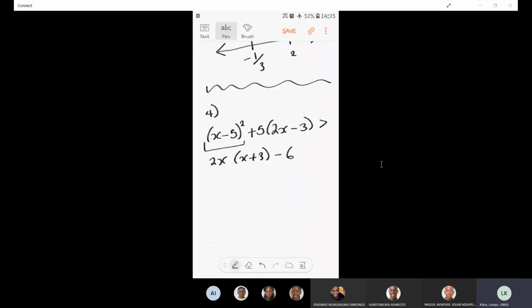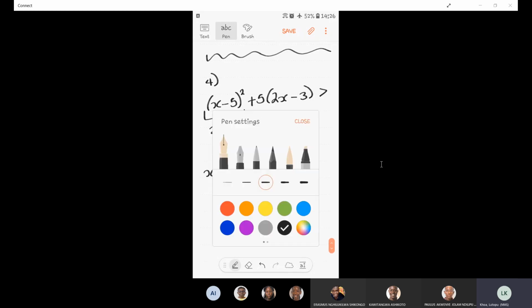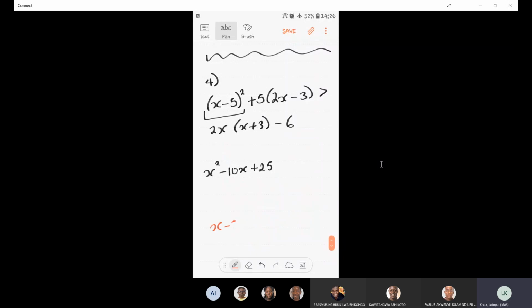Multiply out the brackets. So you have x minus 5 times x minus 5. So when you do that, you'll end up with x squared minus 10x plus 25. So how you multiply out the brackets, it's x minus 5 squared. This is x minus 5 times x minus 5. Then the x will multiply, the 5 will multiply, you get x squared minus 5x minus 5x plus 25. Okay, and then minus 5x minus 5x, that is equal to minus 10x.